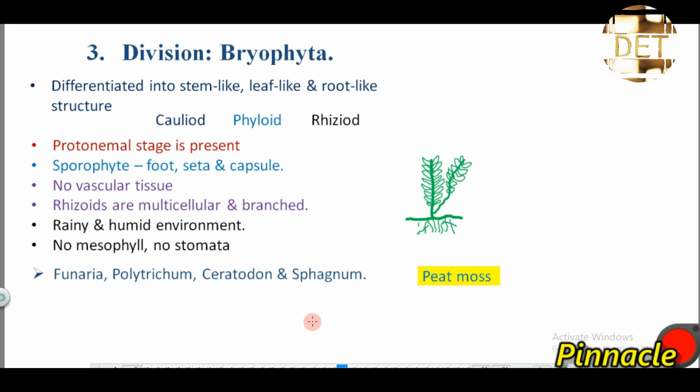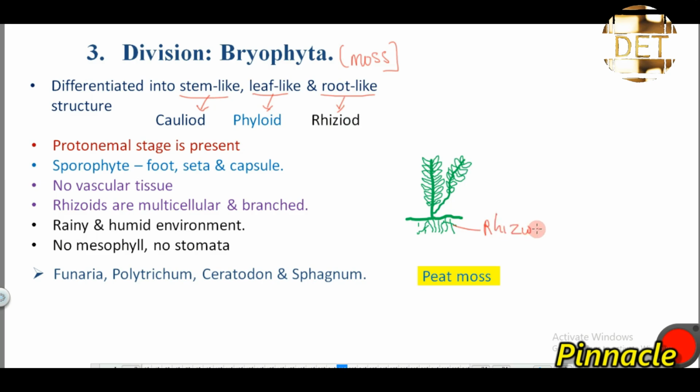Then let's look at the last division, which is the division Bryophyta. These are what is referred to as the moss plants. The bryophytes are differentiated into stem-like, leaf-like, and root-like structures. Very important. This is an example of a bryophyte. The stem-like structure is called the caulid, the leaf-like structure is called the phylloid, and the root-like structure is called the rhizoid.